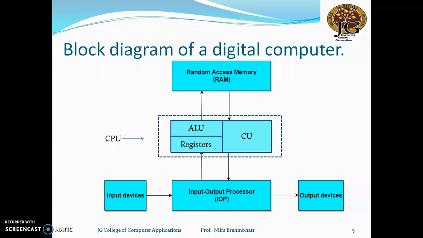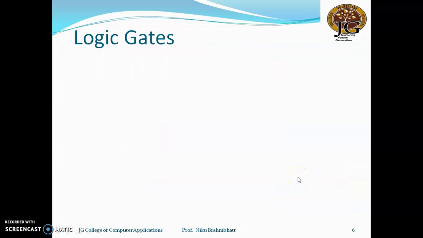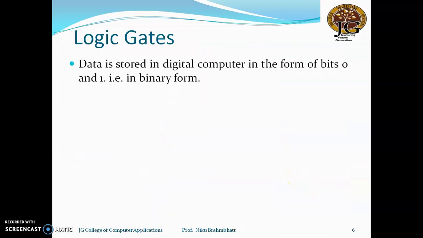So we can say these are the parts of digital computer and what is the use of these parts. However, you can see that the examples of input devices are keyboard, switch, scanner, and you also can give the examples of output devices like monitor, LED, printer and others that you know. Now next is logic gates.